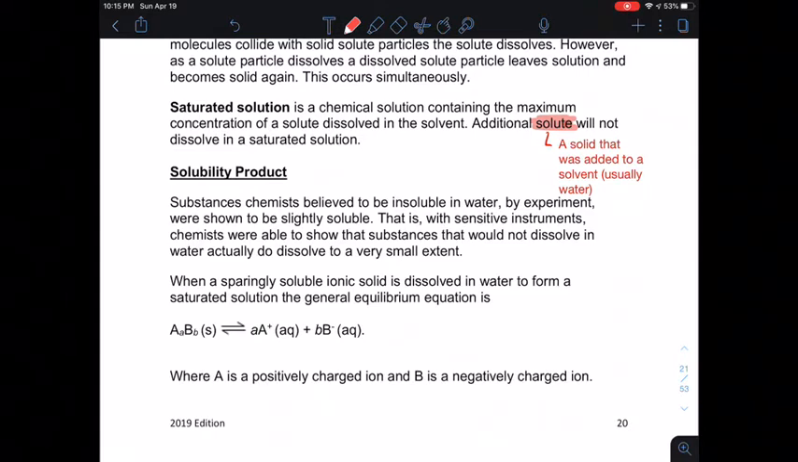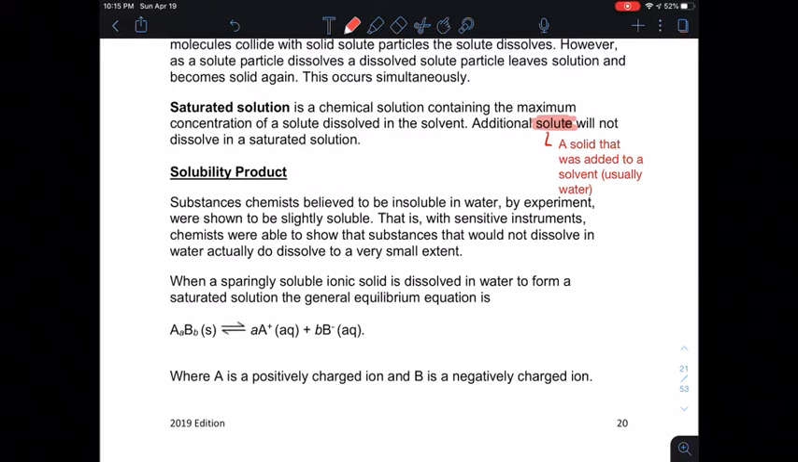So the solubility product. Substances that chemists believed to be insoluble in water were shown by experiment to be slightly soluble. That is, with very sensitive instruments, chemists were able to show that substances that would not dissolve in water actually do dissolve to a very small extent. When a sparingly soluble ionic solid is dissolved in water to form a saturated solution, the general equilibrium equation is this.